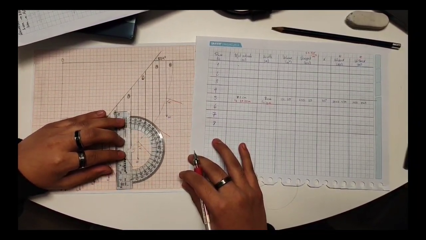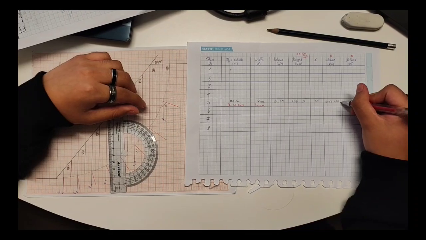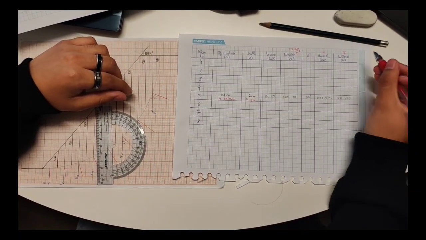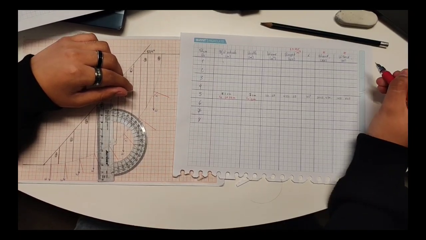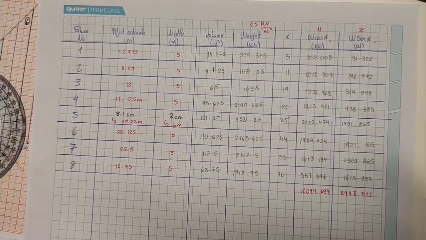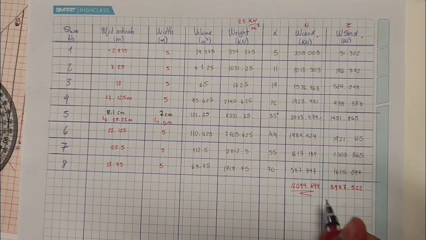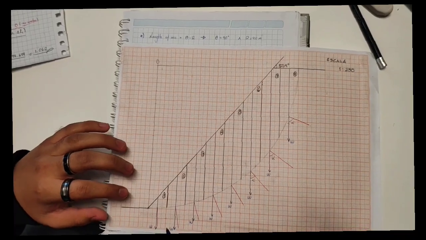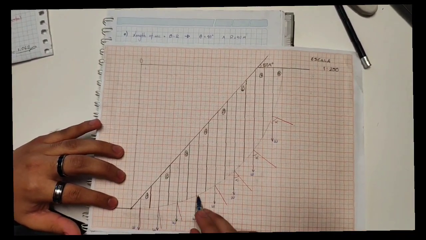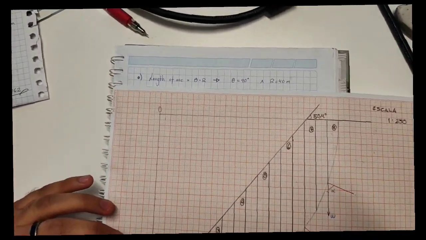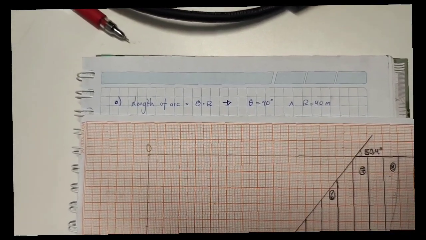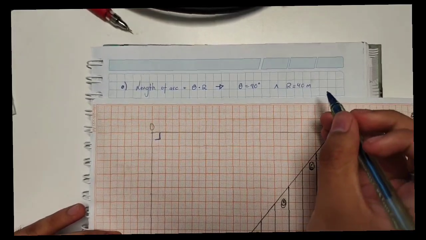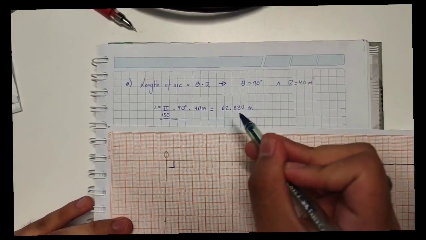With this value, we calculate the normal force, that is weight multiplied by cosine of alpha, and the shear force, that is weight multiplied by sine alpha. Complete, we sum all the normal forces and all the shear forces. We calculate the length of arc, which is the length of the slip surface, using the following formula. In this case, we work with an angle of 90 degrees, previously converted to radians, and a radius of 40 meters.